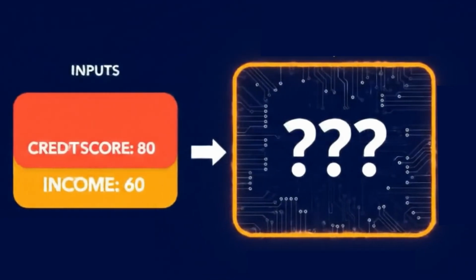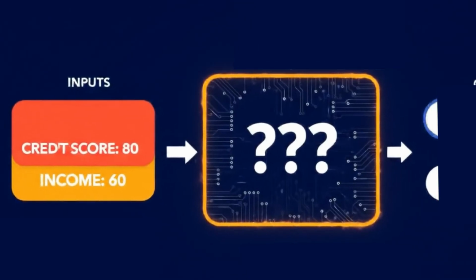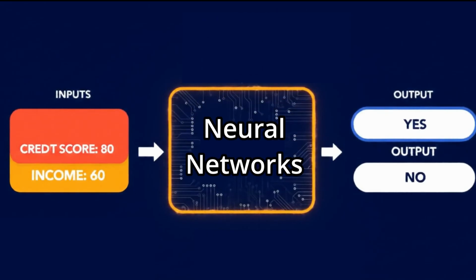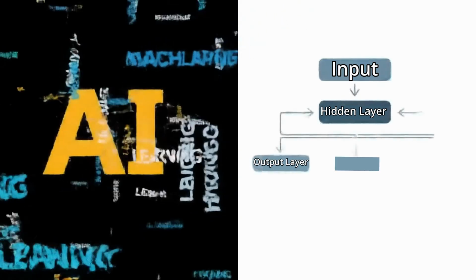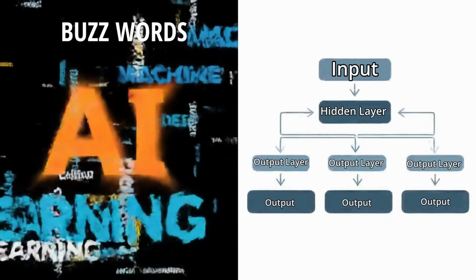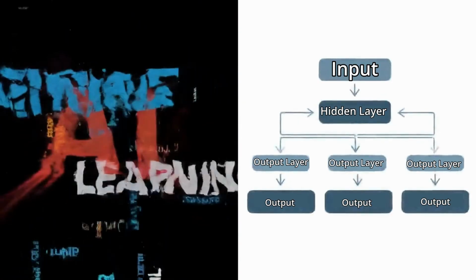And if I asked you to sit down and write a program that takes in credit score and income, and then outputs a yes or no loan decision, it suddenly feels a lot less obvious. That's where neural networks come in. What I want to show you here is how a neural network actually works, not as a buzzword, but as a concrete step-by-step process. And my hope is that by the end, you'll see how the structure makes sense and how all the little pieces fit together.